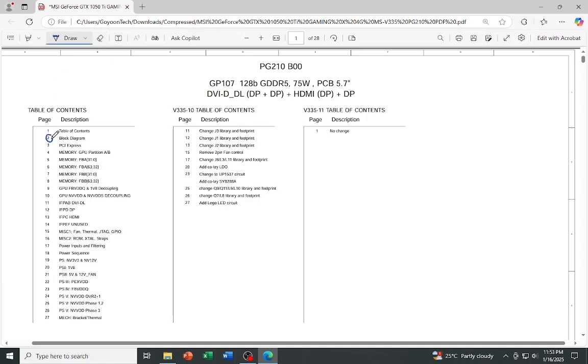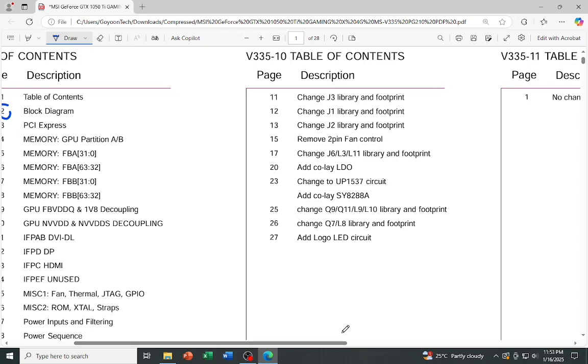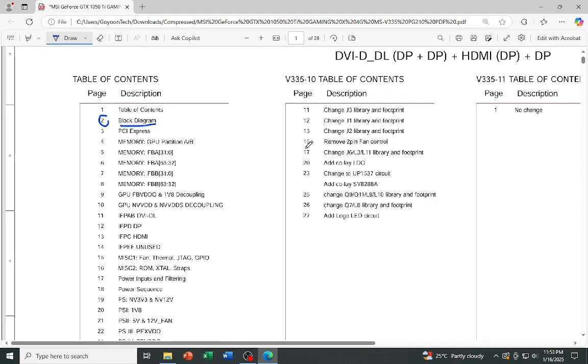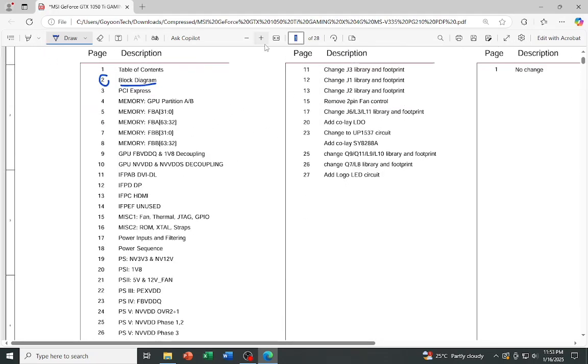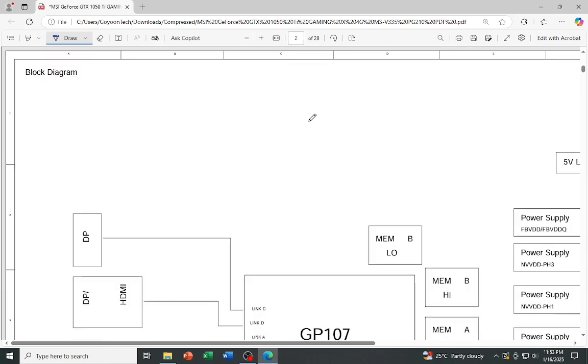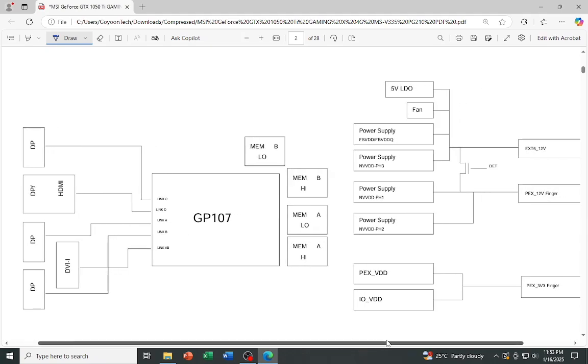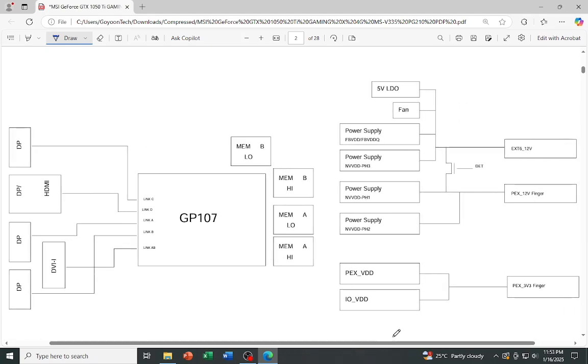Now we will go to page number 2, which is the block diagram. As you can see, this is the block diagram of a GPU. As you see in here, there are plenty of boxes and some labels in it.